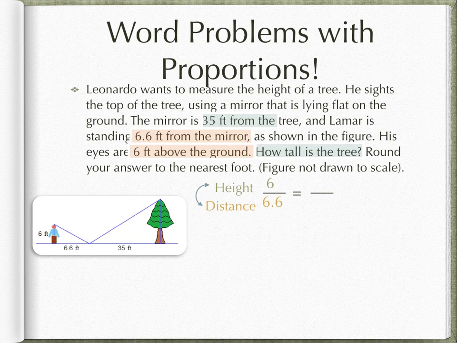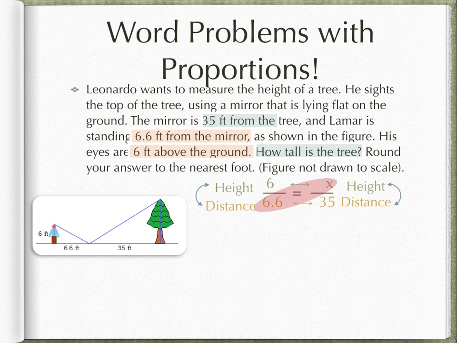Then on the other side, we're going to want to put our tree height and distance. So please note that we've got to put the height on top and the distance on bottom. So our height is x and distance is 35. So once again, those are related because they relate to the tree, and distances are on bottom and heights are on top.